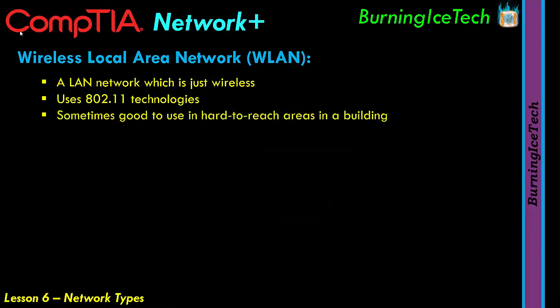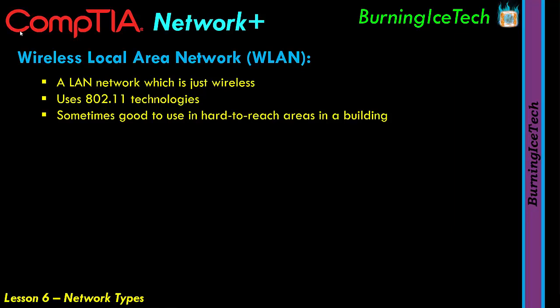Sometimes good to use in hard to reach areas in a building. Now, why is that? Because some areas in some buildings, it's just nearly impossible to get a cable in there. Maybe the roof, the ceiling is so flat or so low, it's just physically impossible for someone to crawl in there with a network cable. That might be a reason. Or it's just a very weird layout. I don't know, it could be a lot of things. So the point here is, if it's a hard to reach area, maybe you should go and consider using wireless.